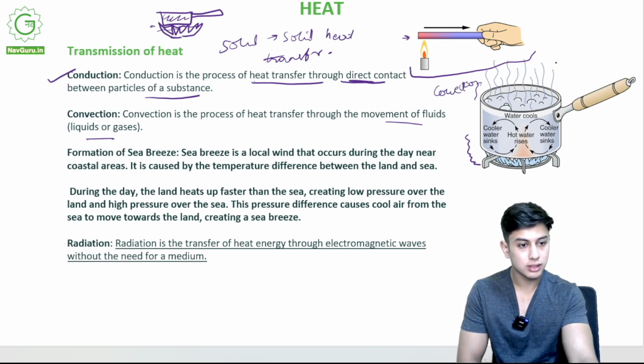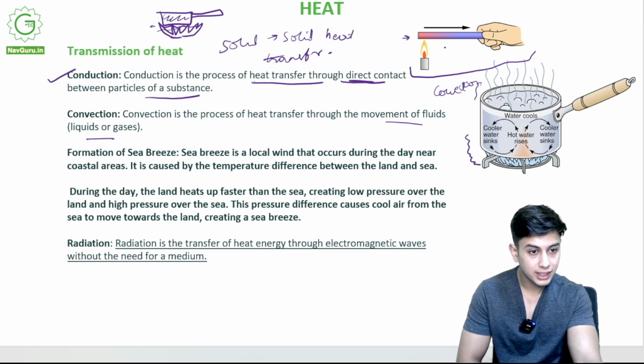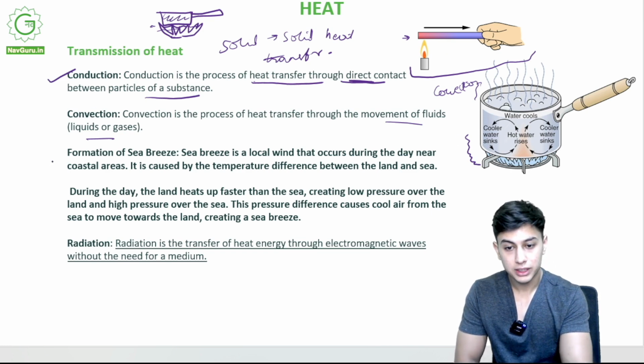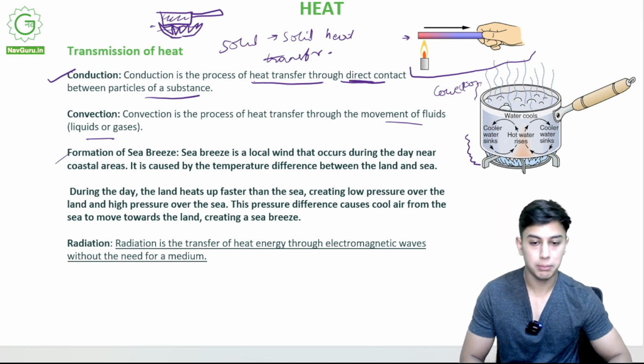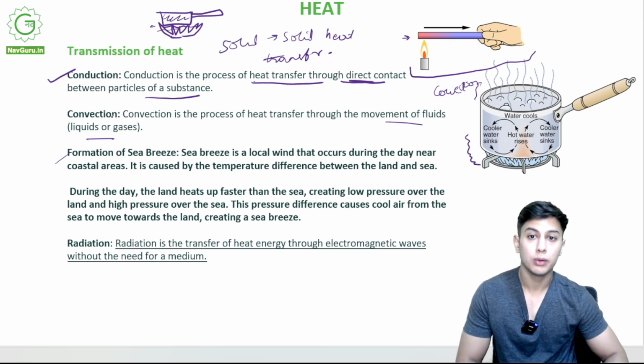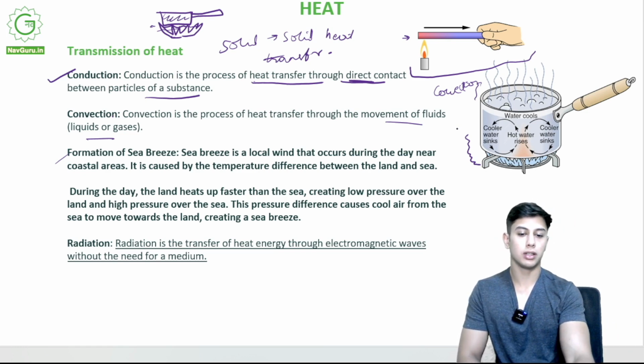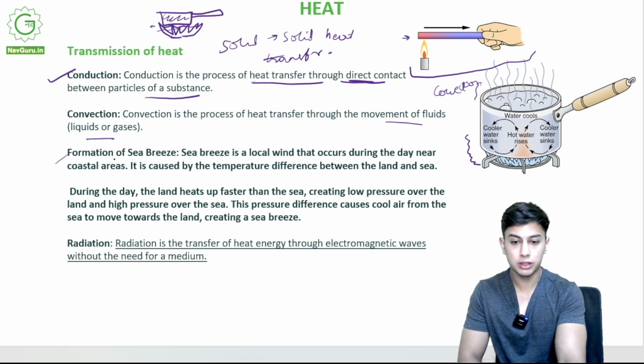Liquid to gas, heat is being transferred. This is how we make tea. This is convection, this is conduction. Formation of sea breeze is an important application of conduction and convection, where we can see it being applied in the real world. Like making tea, that's one thing. Now we come to the formation of sea breeze.